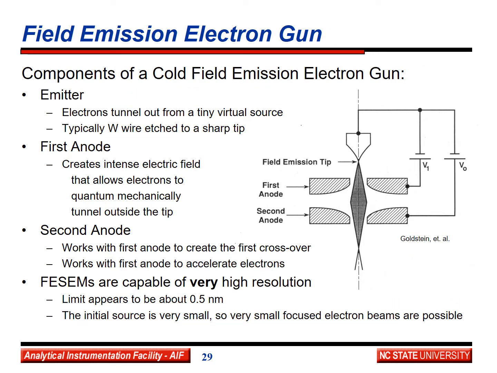The components of a field emission electron gun include the emitter tip itself, and generally a couple of different anode plates, and this is for a cold field emission electron gun. We'll have a sharp needle-shaped emitter, and then there'll be a couple of anode plates that are each powered a little bit differently. The idea is that the first anode creates a very intense electric field, which allows the electrons to quantum mechanically tunnel outside this tip. And the second anode plate works with the first anode to create this first crossover here, and it also works with the first anode plate to accelerate the electrons down the column.